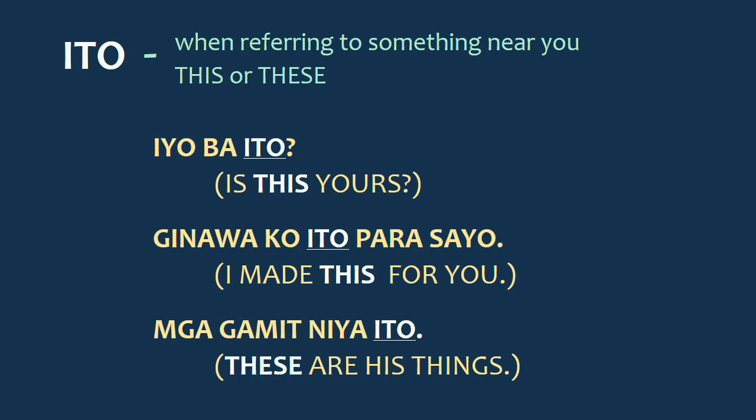Also, we sometimes shorten ito to to with an apostrophe. So, here you can say, iyo ba to? Ginawa ko to para sa'yo. Mga gamit niya to.